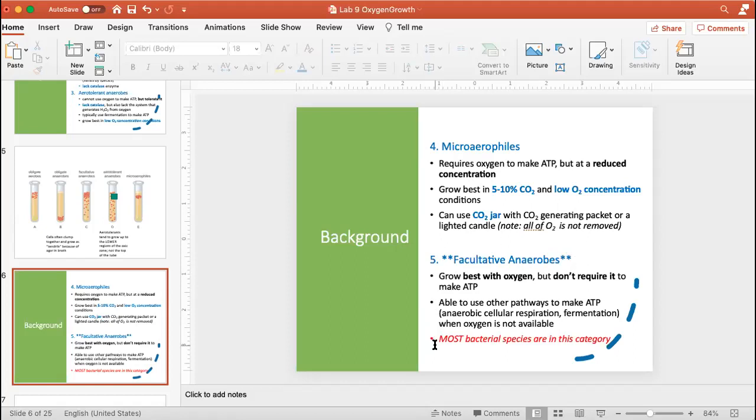All three pathways are available to this group. Here's an important thing to jot down in your notes and put a star next to. Most bacterial species are in this category. Most bacteria are facultative anaerobes. Not only can they use oxygen, but they can survive without it, and they can ferment. They have multiple pathways available to them in order to make their ATP. So when they find themselves in different conditions in the environment, they're able to switch. Very, very adaptive to be a facultative anaerobe.